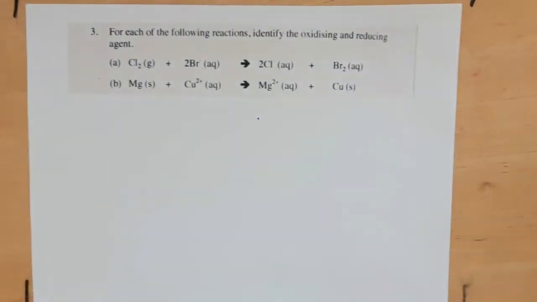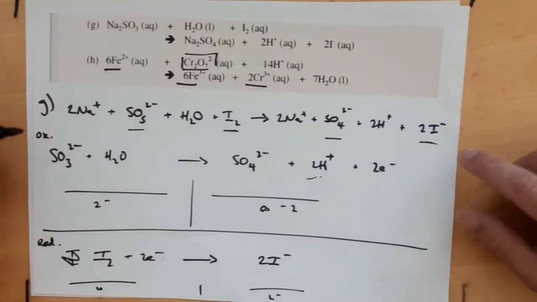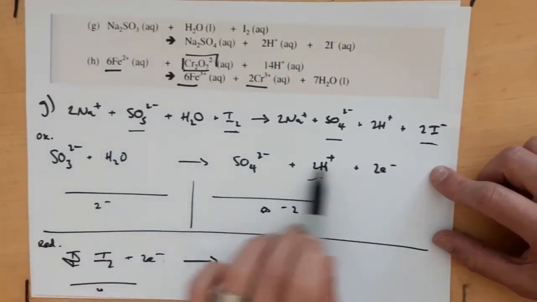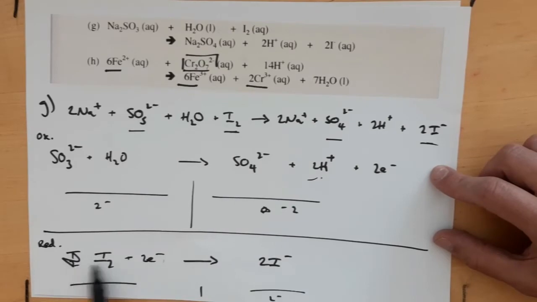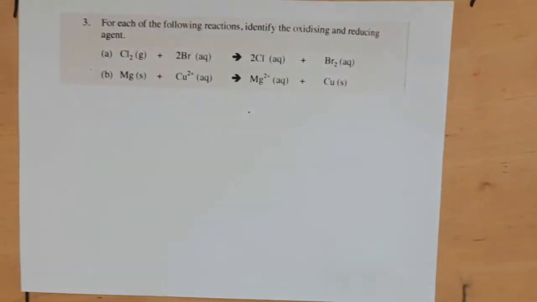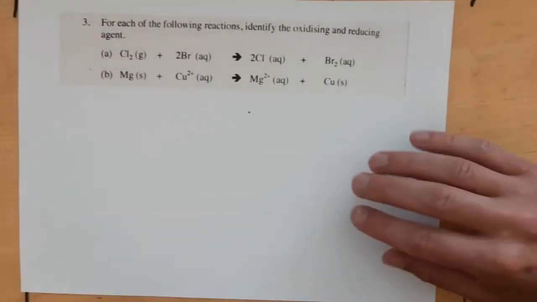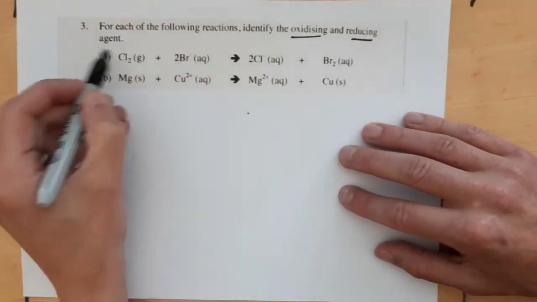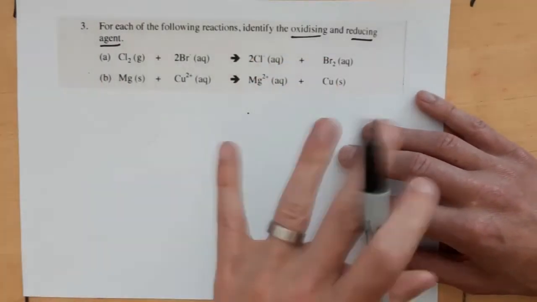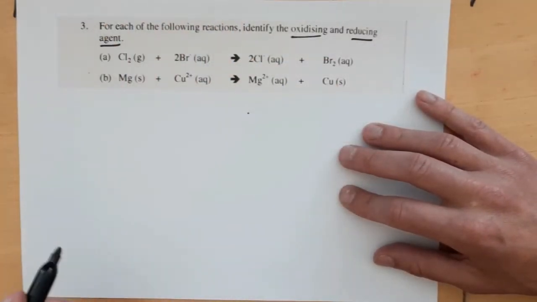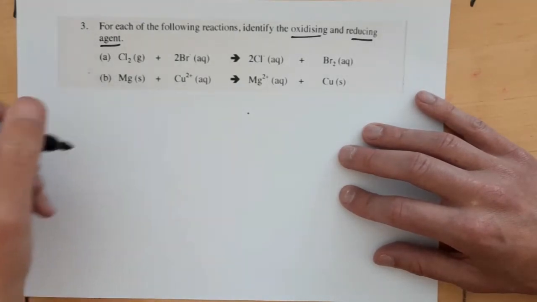Okay, next one. Which of the following reactions identify the oxidizing and reducing agent? Let's have a quick look at this here. What I've done here is I've written a full oxidation equation and a full reduction equation. But in this question, you're being asked for the oxidizing and reducing agent, so you wouldn't be writing a full equation, which a number of you did. So we'll do A and see if we've got space left for B.